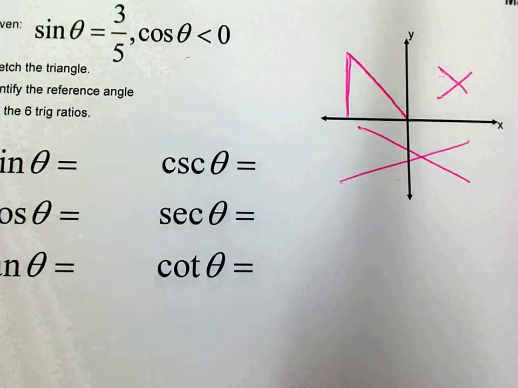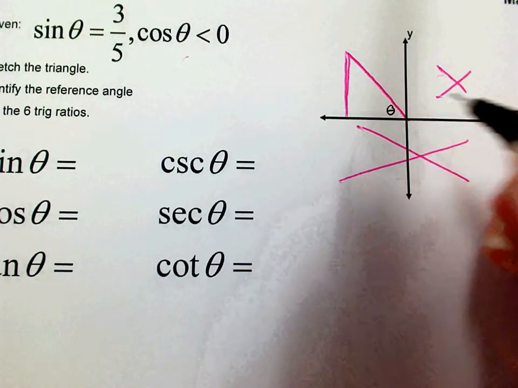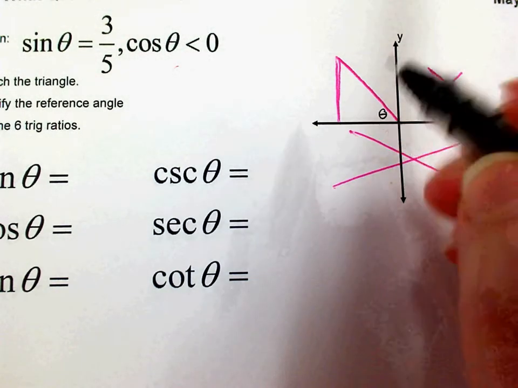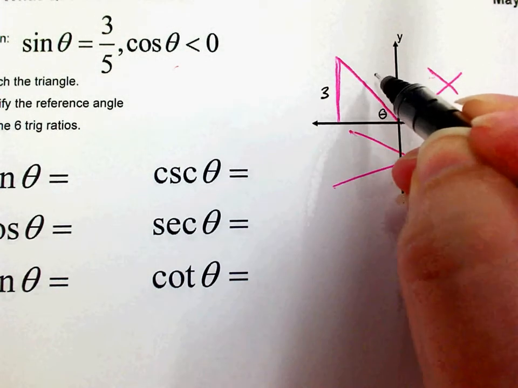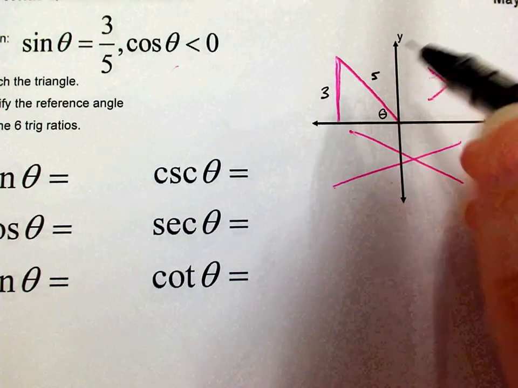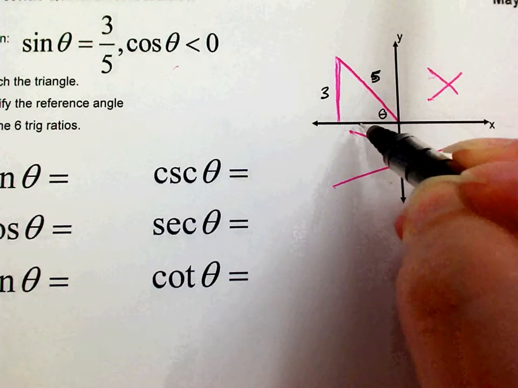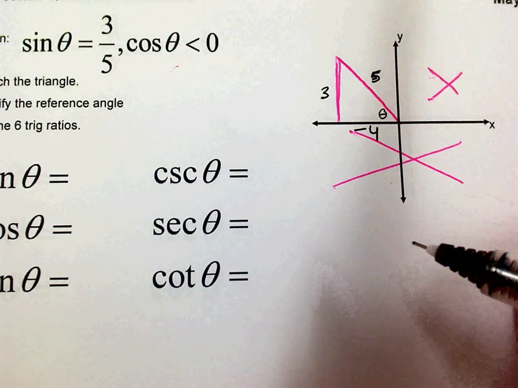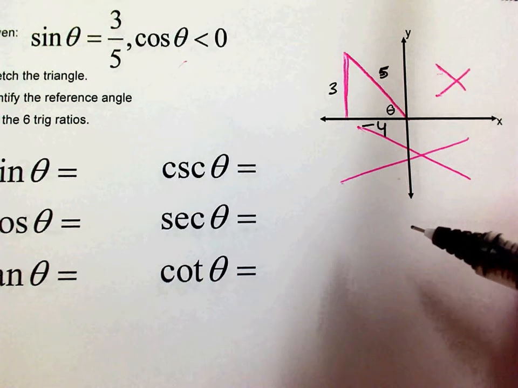I'm going to label my angle, and then I know that sine is 3/5. Sine is what over what? Opposite over hypotenuse. So if that's 3 and this is 5, the other side is -4. Don't forget that it's -4.